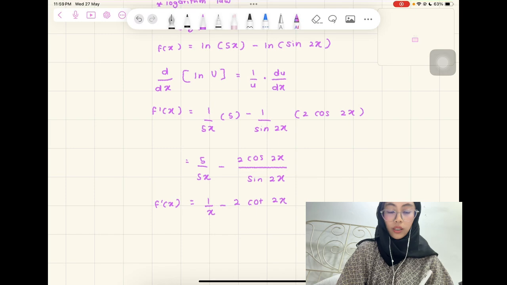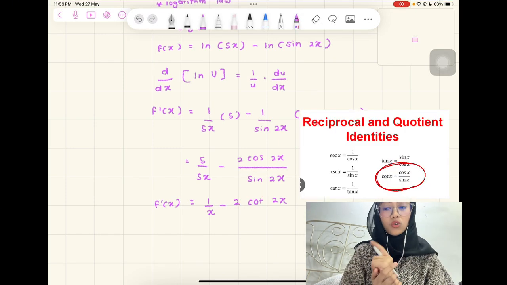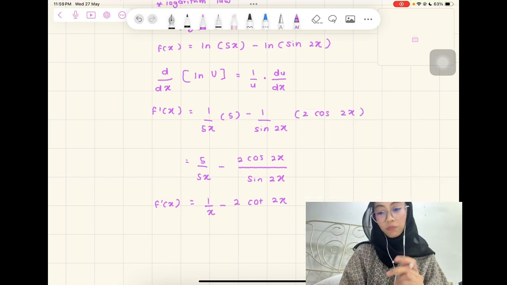If you are wondering why we get cotangent, I will insert an image because we use the quotient trigonometry identity. So yeah.